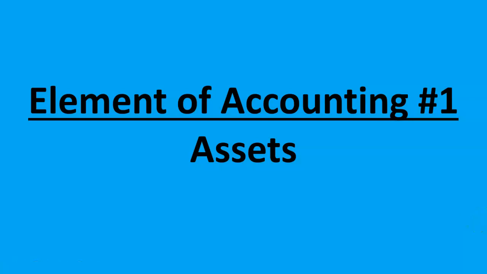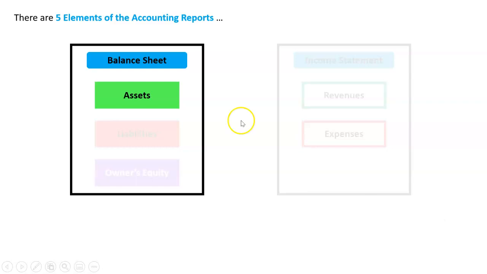The first element of accounting is assets. So they're the ones that are going to go on our balance sheet. We haven't really done what these reports are, but don't worry, we will. But the balance sheet has assets, liabilities, and owner's equity. And we're going to start with assets.